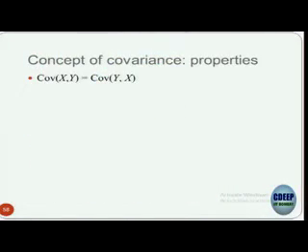So, these are two alternate expressions for the covariance of two random variables. This covariance has some properties. Covariance of X, Y is equal to covariance of Y, X. Is this true?